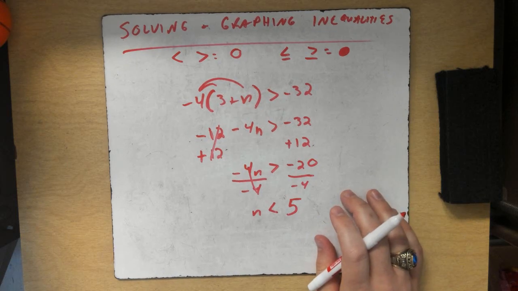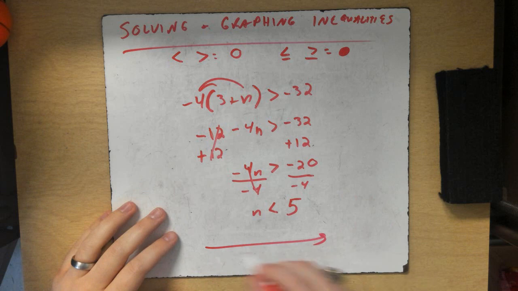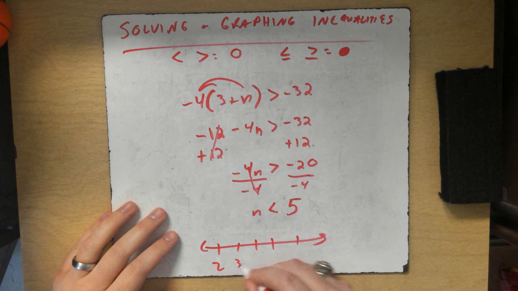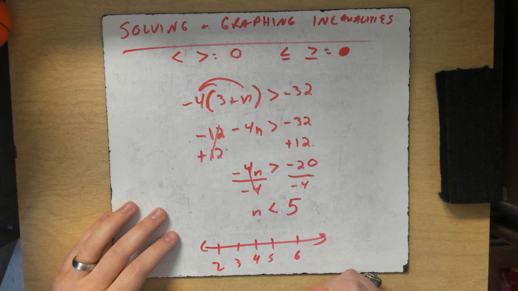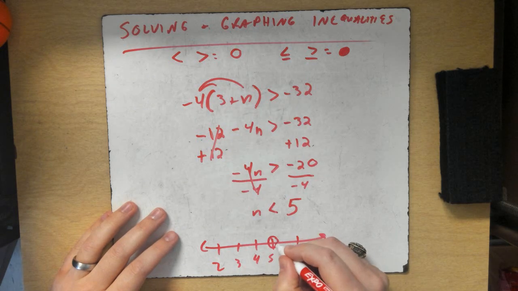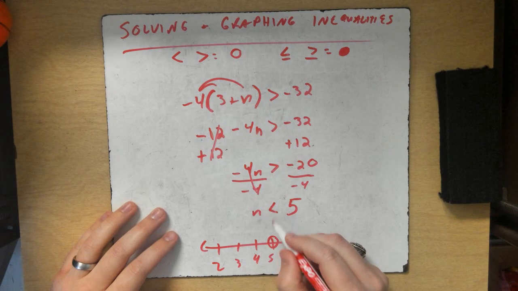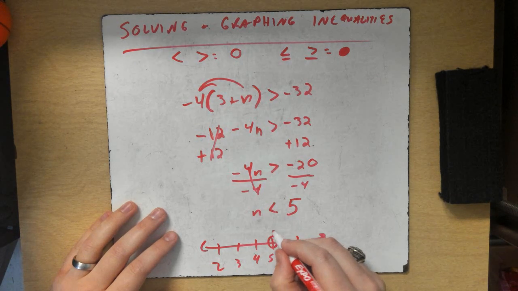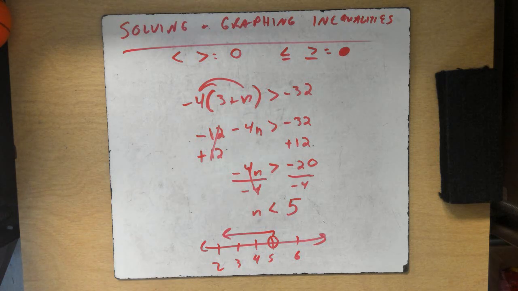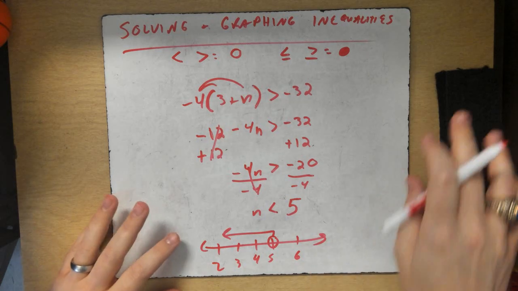Okay, so I'll put a number line here. Let's go 1, 2, 3, 4, 5, 6. Less than sign, no line, open circle on 5. Letters first, points to the left, so we go to the left. So now I'll leave the number line here, but I'll show you the second way to do this problem.